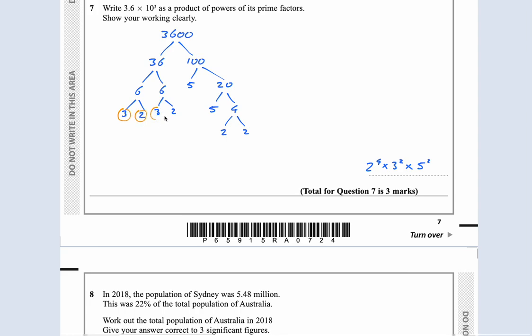We have a 3, a 2, a 3, a 2, a 5, a 5, a 2, and a 2, which is, how many 2's do I have? 1, 2, 3, 4. How many 3's do I have? 1, 2. So it's 3 squared. And how many 5's do I have? 1, 2. Hence, I have this answer here.